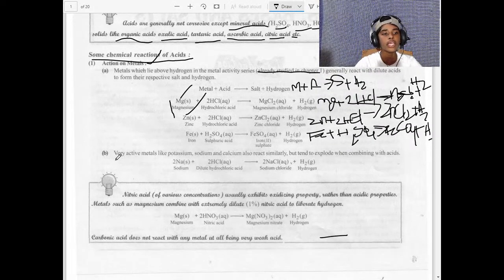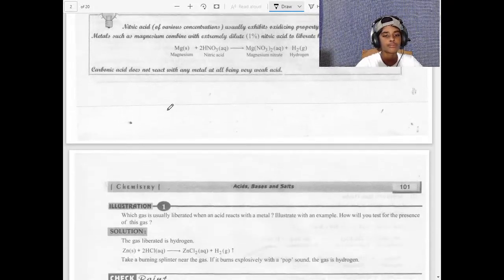Next, very active elements like potassium, sodium and calcium also react similarly but tend to explode when combining with acids. First, sodium plus dilute hydrochloric acid will give sodium chloride plus hydrogen.